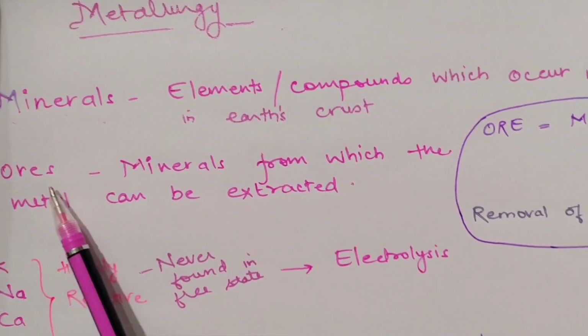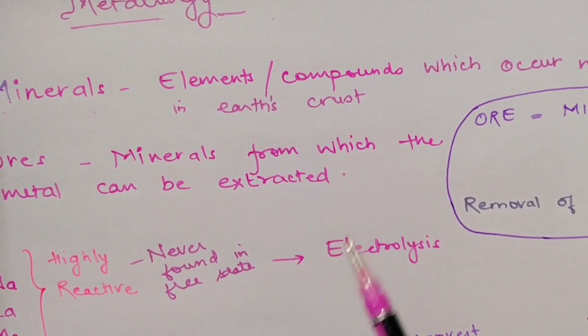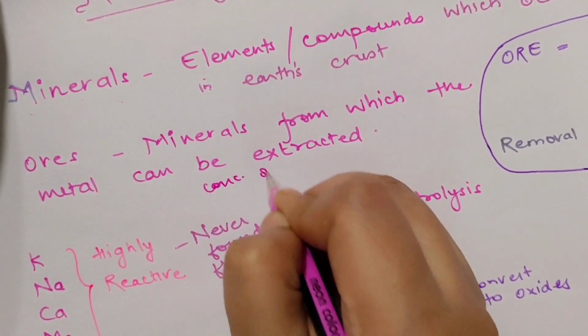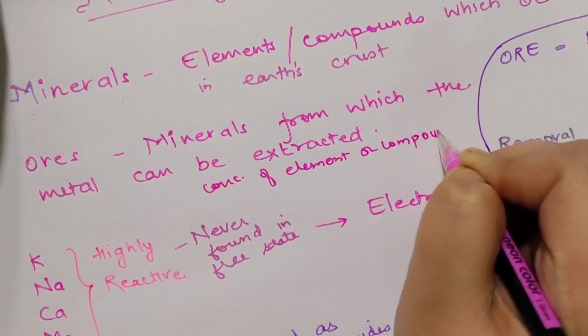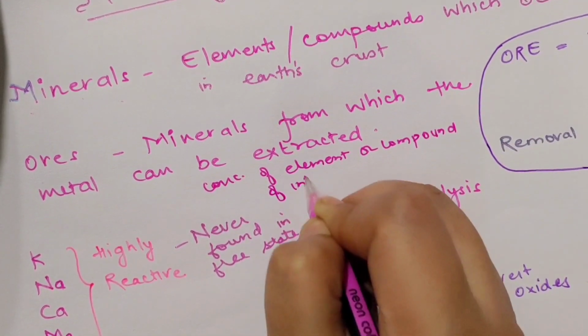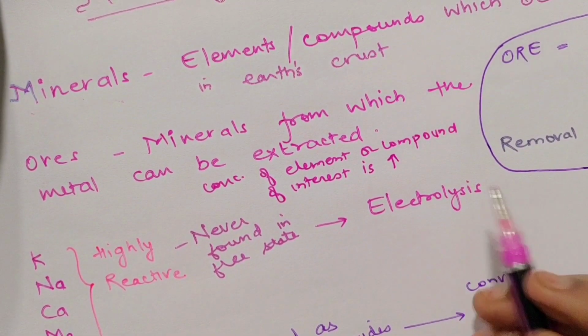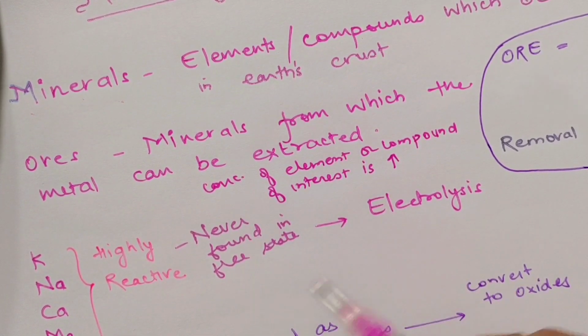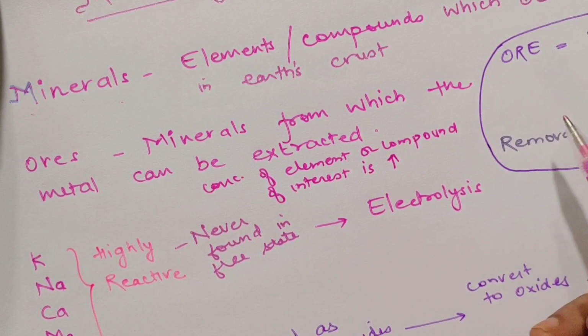A mineral is called an ore if the concentration of the element or compound of interest is high enough for us to extract it profitably. There has to be profit in extraction. If the mineral contains very little compound or metal, then the cost of extraction might exceed the profit we get from the metal or the compound, right?